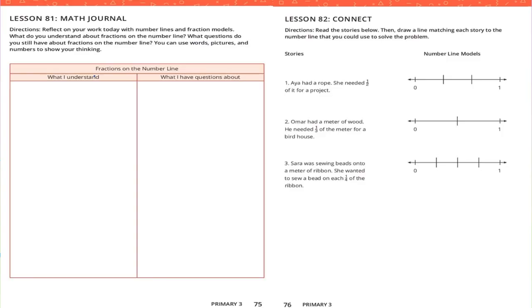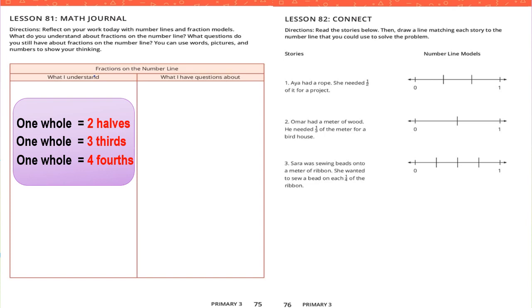Let's move to our math book. Lesson 81, the Math Journal. Here we have a table and 2 columns. The first column is about what you understand about fractions on the number line. What I understand: I understand the whole one equals 2 halves, 3 thirds, 4 fourths, 5 fifths, and so on. Then, what I have questions about. If you have any question, you can write in the comments.